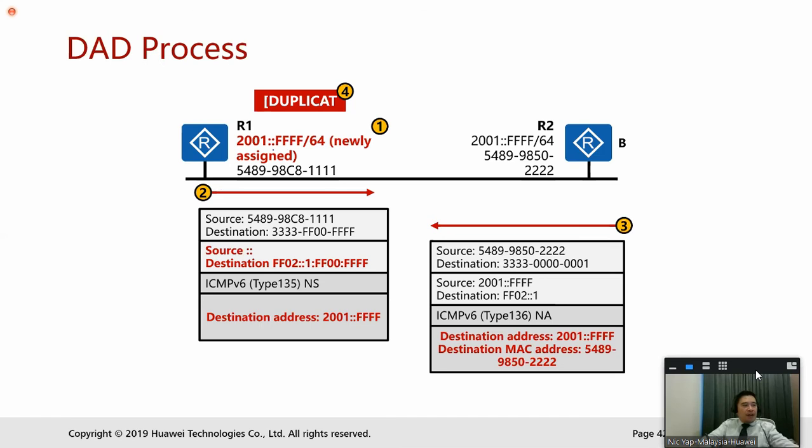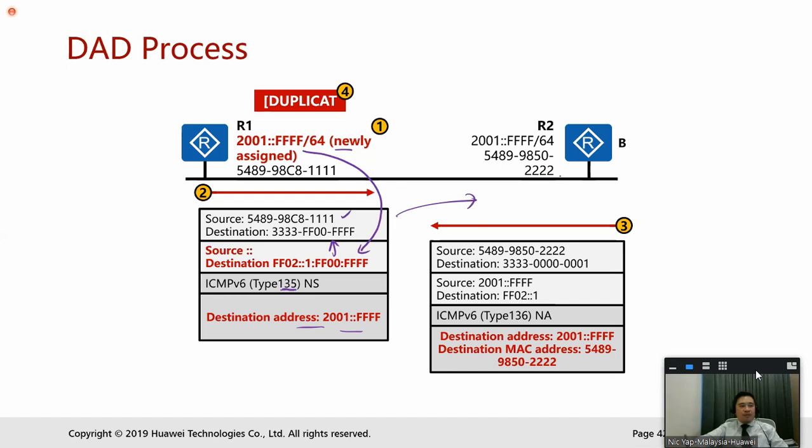So first, when I create, I assign this address 2001:FFFF. This is my interface ID. I created it already. In this case, this address will join the solicited node multicast group address FF02:1:FF00:FFFF. So this is the multicast MAC address, and this is my source address. Inside the ICMP type 135, that is the information that I have. Inside the NS, the destination address is 2001:FFFF. This is what I'm going to ask. Hey, is anyone using the same address as mine? In this case, this information is forwarded using this multicast address.